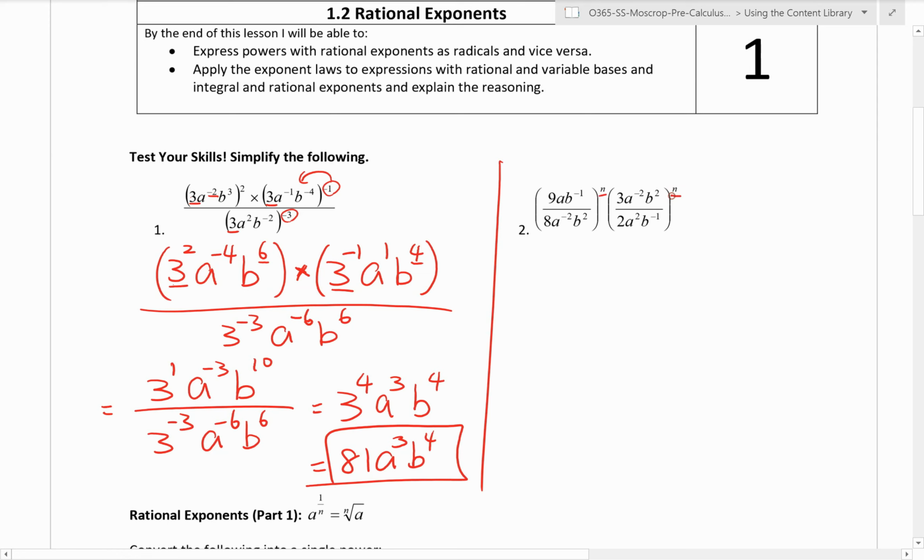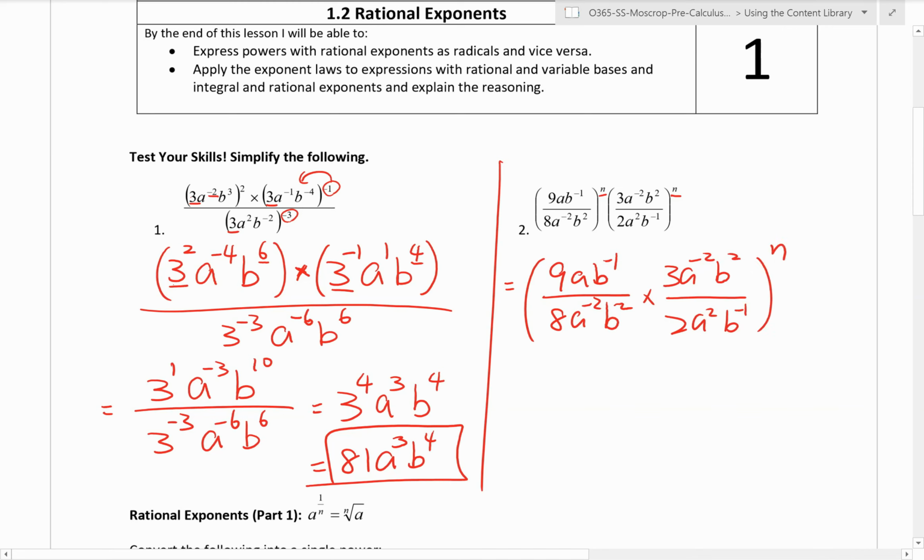Okay. Number 2, I'll show you a little trick here. Because both of these exponents are the same, they are just n's. In that case, we can multiply whatever is inside the brackets first. You can multiply these two first before you worry about the exponent of n. Okay, so we can do that first. These two are the same thing.